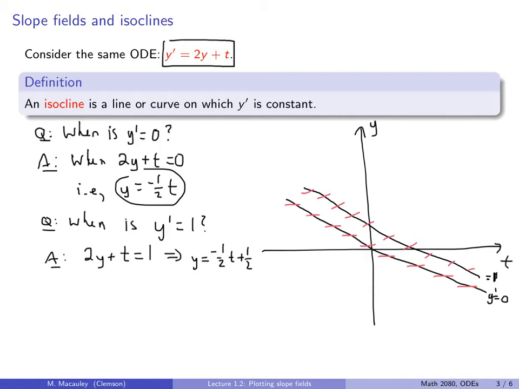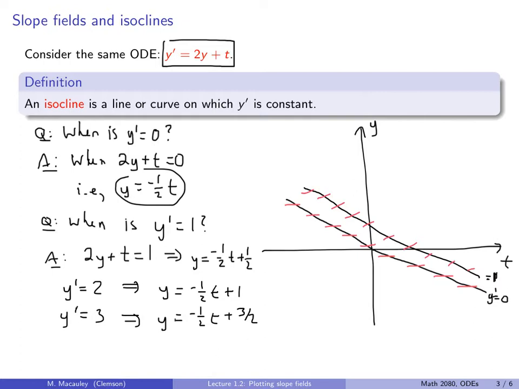And then we can continue. Continuing, we say y prime equals 2. I'll let you do the fill in the math, but it's not hard. That happens when y equals negative 1/2 t plus 1. Y prime equals 3. That happens when y equals negative 1/2 t plus 3/2.